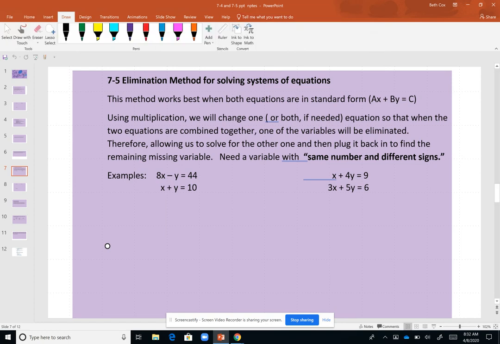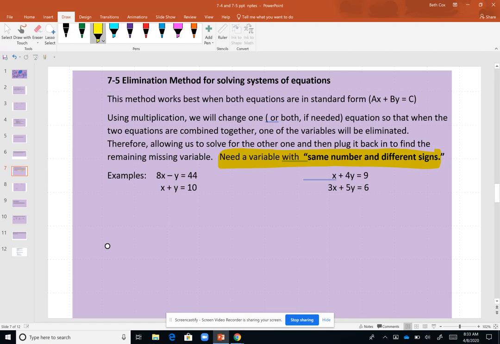So today we are going to look at the third method for solving a system, and some people call it addition. What we're going to focus on is making sure that we have one of our variables with the same number and different signs. And then we're going to add the two equations together. Very, very different way of doing things. So let's look at the first example here.